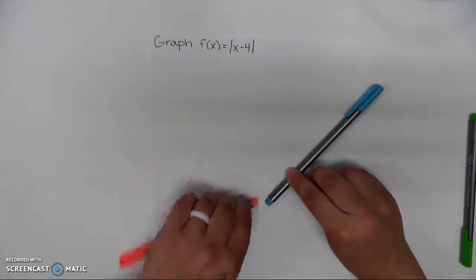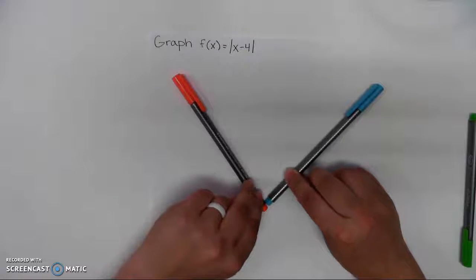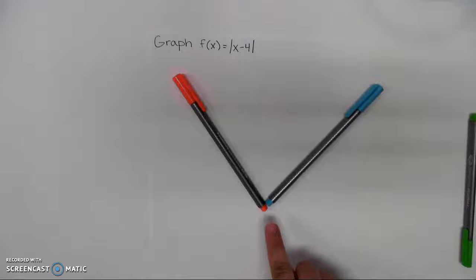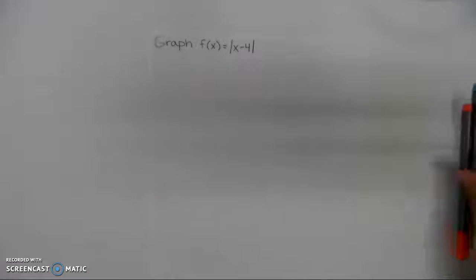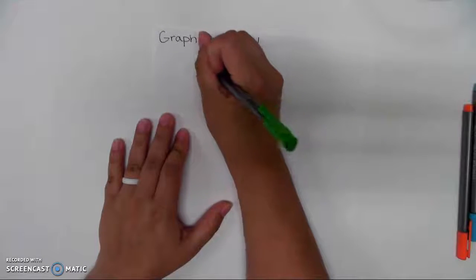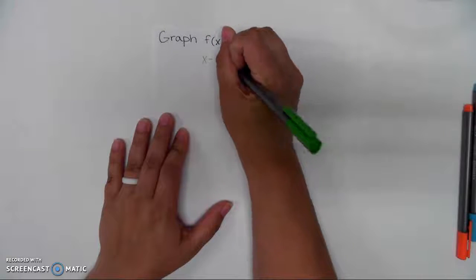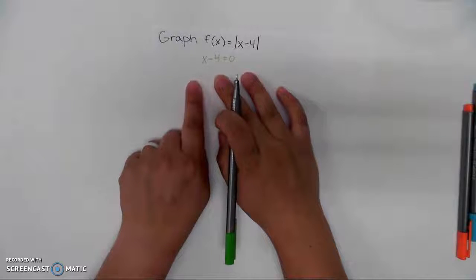Because if you think about it, it could look like a line, but remember, it can't be negative, and so that's why it pops up and forms a V. So we need to figure out this point right here to know where our V is going to be situated on our graph. In order to do that, I'm going to take what is in the absolute value and set that equal to 0. So x minus 4 equals 0.